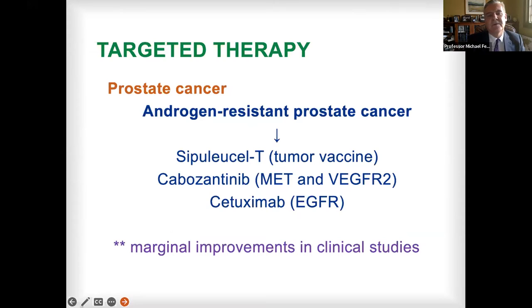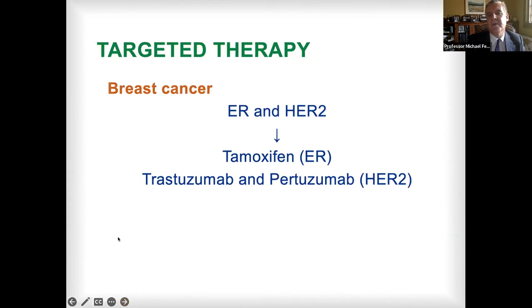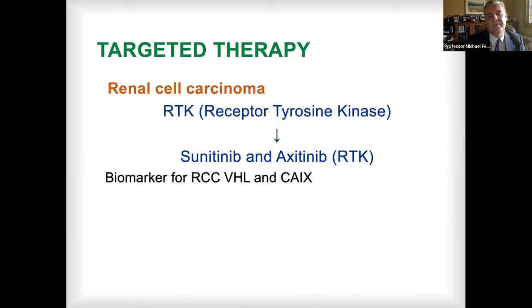Androgen-resistant prostate cancers have also undergone significant therapeutic changes. This is just a slide to illustrate the fact that patients with non-small cell lung cancers have had dramatic shifts in terms of the long-term survival with the targeting of the EGFR receptor. We've also seen targeted therapeutic changes occurring with breast cancer, particularly women that have estrogen-responsive breast cancer and HER2 receptors. And similarly, with renal cell cancers, the presence of receptor tyrosine kinase markers can influence the treatment. And so this is kind of pushing the envelope.